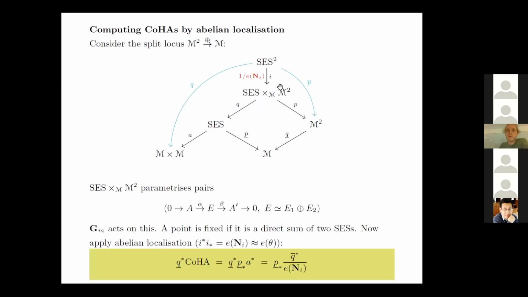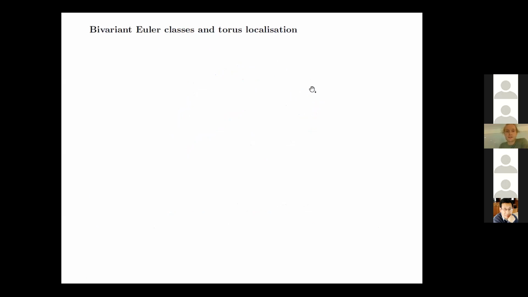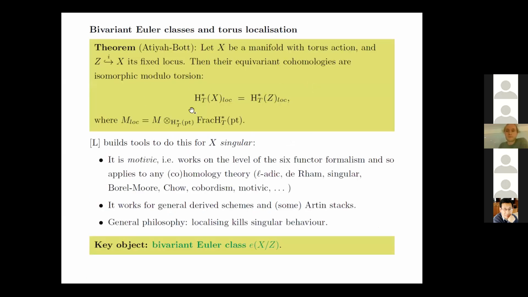Right. So I'll briefly talk about how you tackle the problem of this thing being singular. This is a slightly different problem. So this is what abelian localization is. This is the 1980s statement of it. If you have a manifold with a torus action and Z is its fixed locus, then Atiyah and Bott proved that their equivariant cohomology is isomorphic modulo torsion.